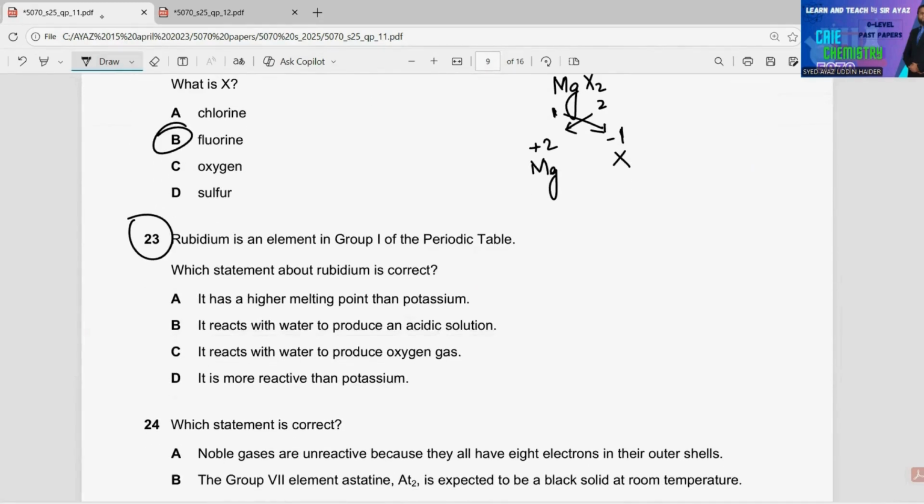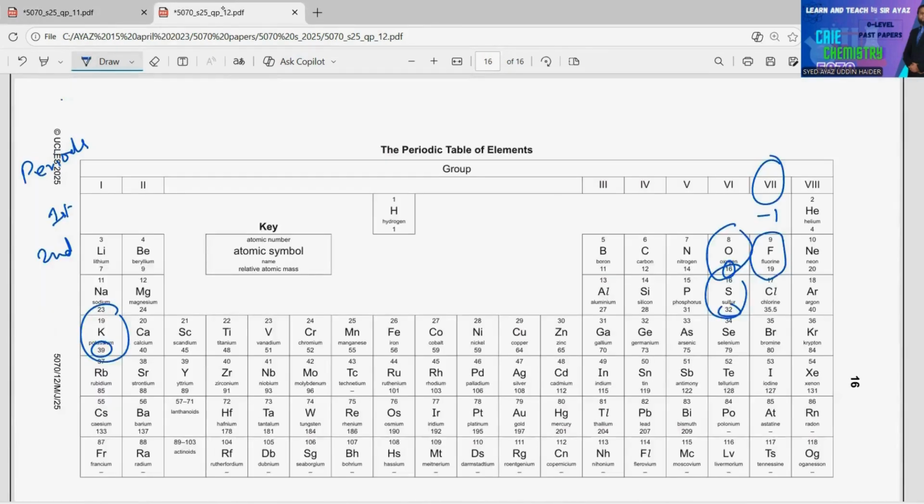23. Rubidium is an element in group 1 of the periodic table. Which statement about rubidium is correct? It's in group 1. Here's rubidium.